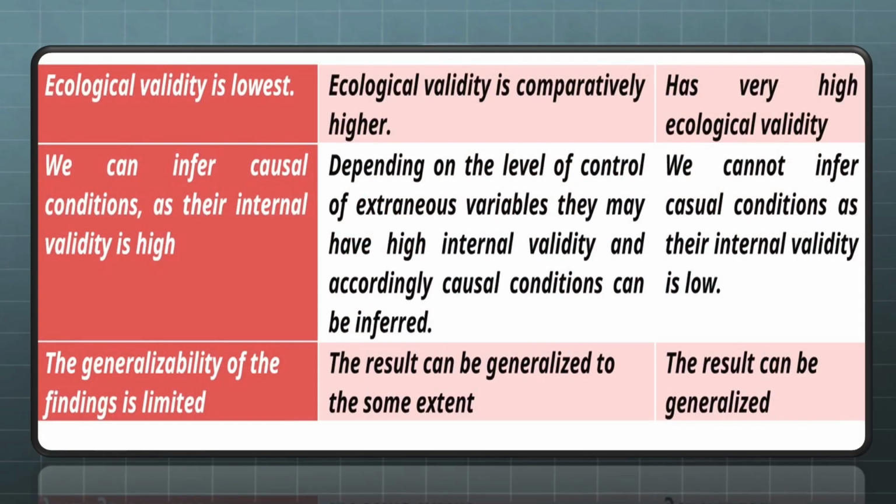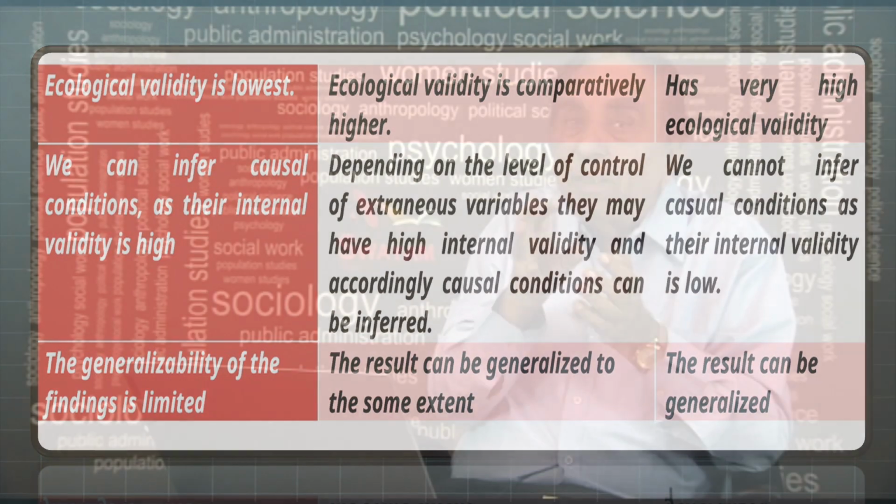In an experiment, we can infer causal conditions as internal validity is high. Causal means what? Cause and effect. What is the effect of the independent on the dependent variable? Why is this particular condition causing this behavior? Why are the students disturbed? Is it because of the noise? Is it because of the teaching method? That is the independent variable. Since we are manipulating the independent variable and controlling the extraneous variable, internal validity is high. That means control is maximum. When the control is maximum, then I can say that it is the cause and it is the effect.